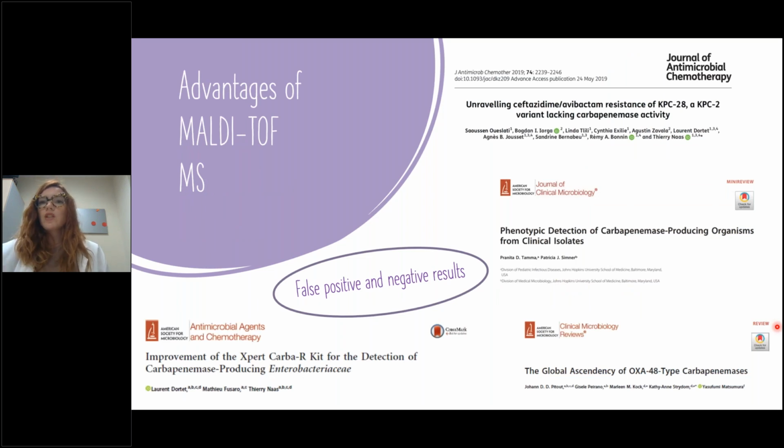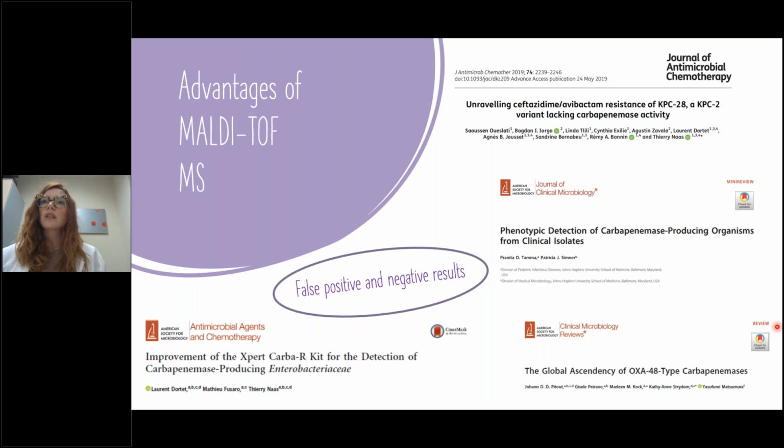What are the main advantages of MALDI-TOF? In my opinion, one that is very interesting is that in recent years more and more variants of carbapenemase enzymes are appearing that lack carbapenemase activity, for example KPC28 and OXA48 variants like OXA163 that lack this carbapenemase activity.